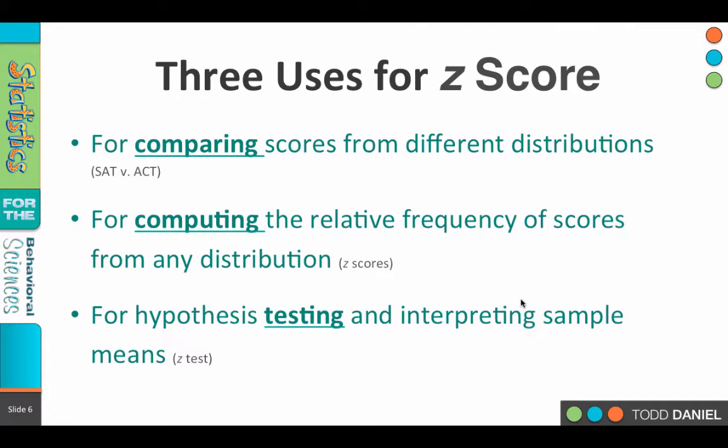A second use for z-scores is for computing the relative frequency of scores from any distribution. And that's where we create a z-score, and that gives us an indication of how far the score falls from the mean. And this could be very useful in a number of ways. We'll be using that a little bit later. And finally, a third use for the z-score is for hypothesis testing, for interpreting sample means, how far a sample mean falls from the population mean in standard deviation units. And that is called a z-test.